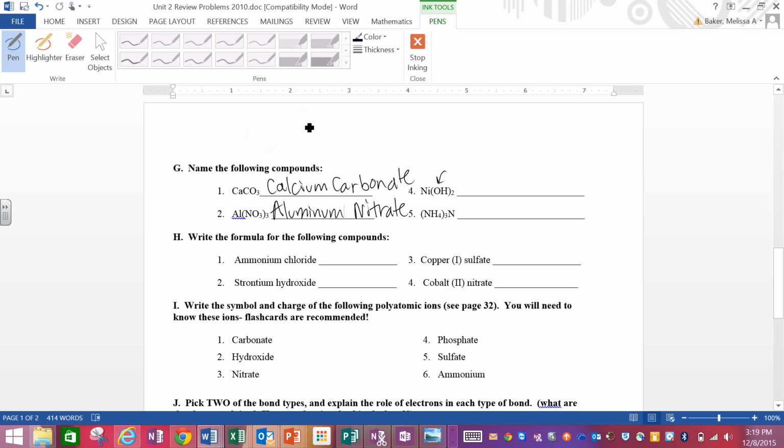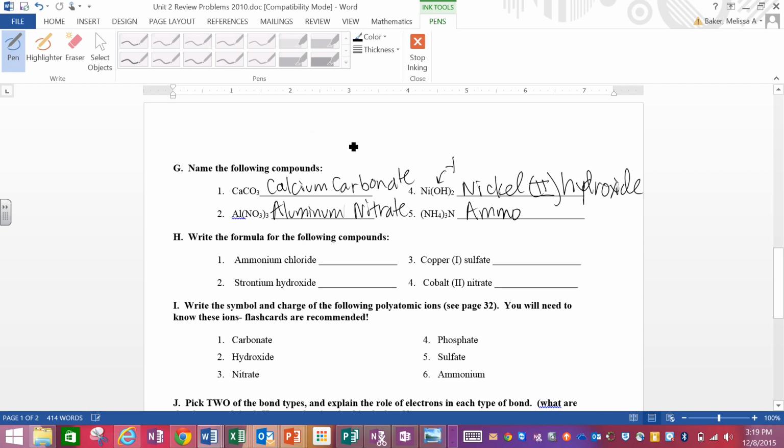But this one does have a transition metal, and it's got a polyatomic ion, so we got to leave space. Nickel something hydroxide. How do we figure out what goes in there? Well, this nickel is canceling out 2 things, each which has a -1 charge. So it's canceling out a -2. That means this nickel must have a +2 charge.